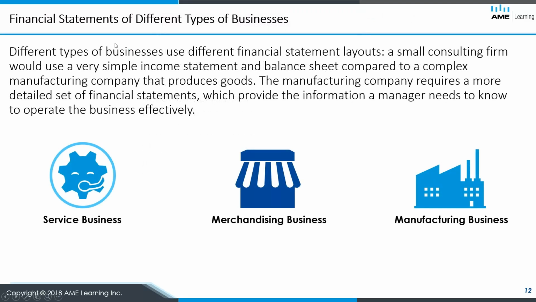Okay, let's talk about different types of businesses here and some of the financial statements. There's kind of three key types of businesses that the text identifies here. And those are service businesses, merchandising businesses, and manufacturing businesses. And they go in varying degrees of complexity.